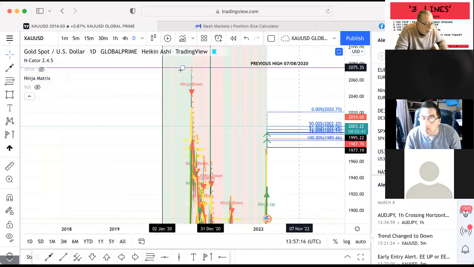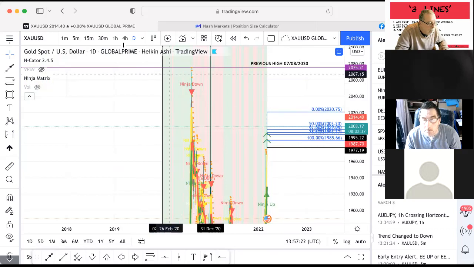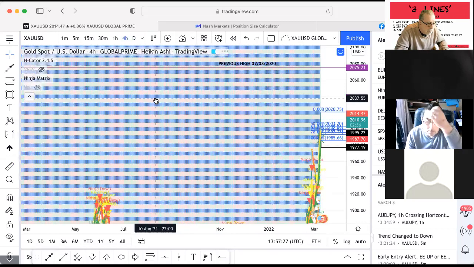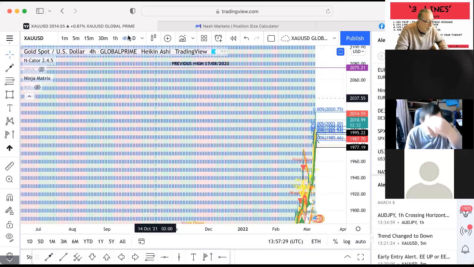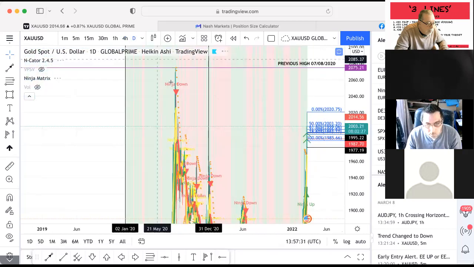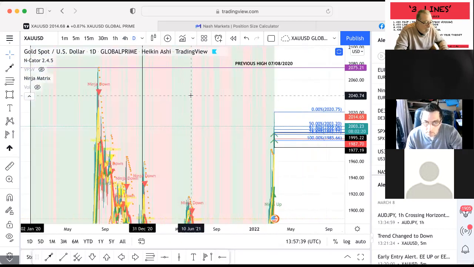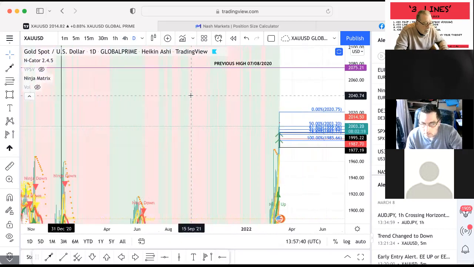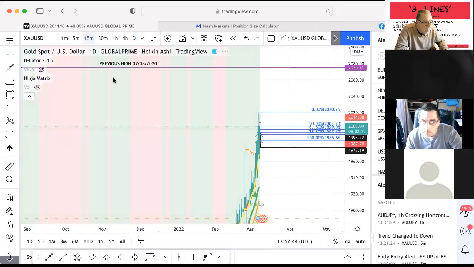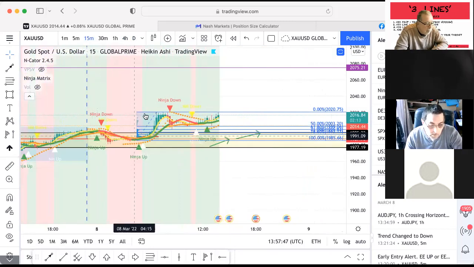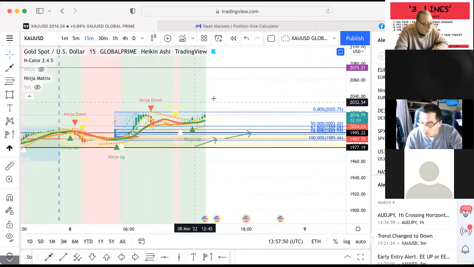It went up to that point there. I'm not going to find it, but that was it, that point there, which was August 2020. So it's not beyond the bounds of possibility that price could continue to go up.